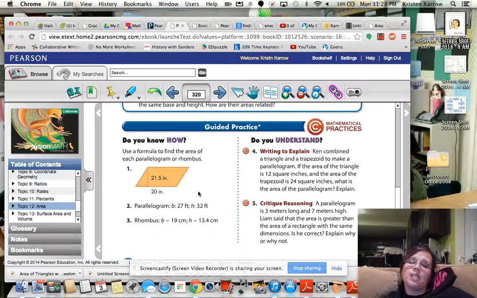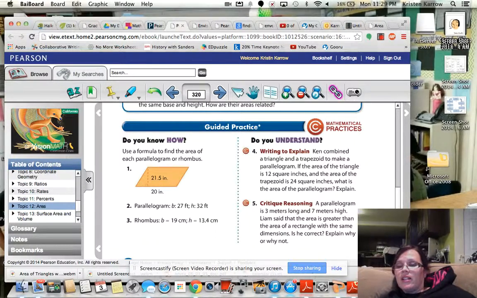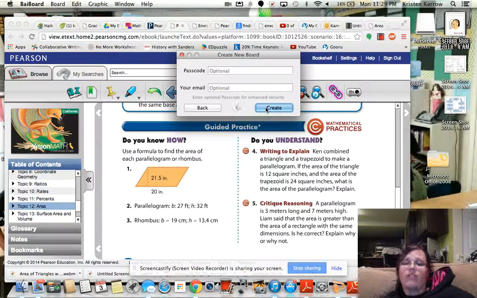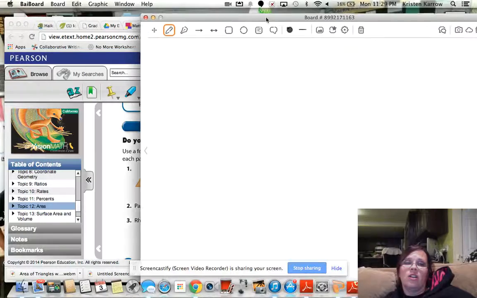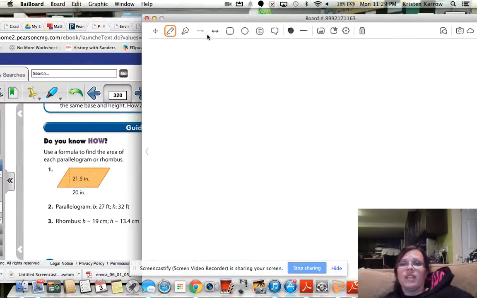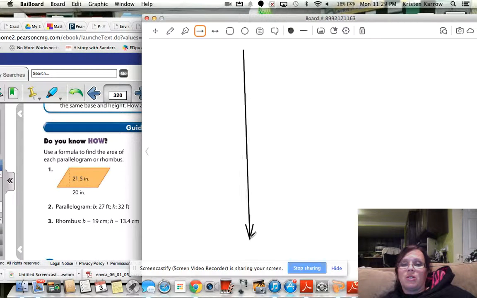And then we're going to substitute in the middle column. So your area is still going to equal your base, which is 20 inches, times your height, which is 21.5 inches. Remember your commutative property of multiplication. You can put those in any order. So what I'm going to do here is start on a new board, just so those of you that are visual learners can have that visual that what I'm doing for number 1, I've started my 3-column notes.